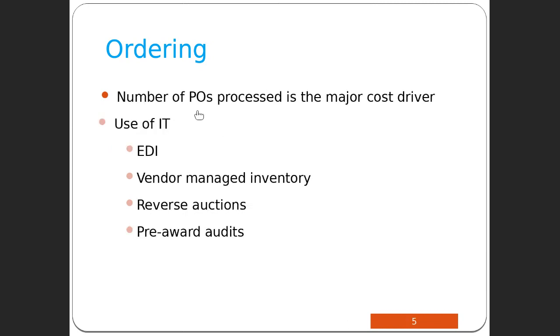The number of purchase orders processed is a major cost driver, meaning it takes time and effort and computer resources to process the purchase orders. So the minimization of the number of purchase orders while you order everything you need is also taken into consideration, because the more purchase orders you process, the more it costs you in terms of human resources and computer resources.